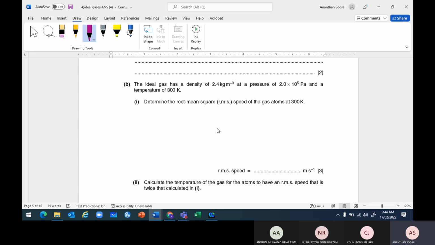The ideal gas has a density of 2.4 kg per meter cube at a pressure of 2 times 10 to the power 5 Pascal, and the temperature is 300 Kelvin. Determine the root mean square speed of the gas at 300 Kelvin. Figure out which formula is the best. Density was given. I think there is one formula with the density, right? The 1/3 nmc squared we converted to density, right? Recall what formula that is and can be used.